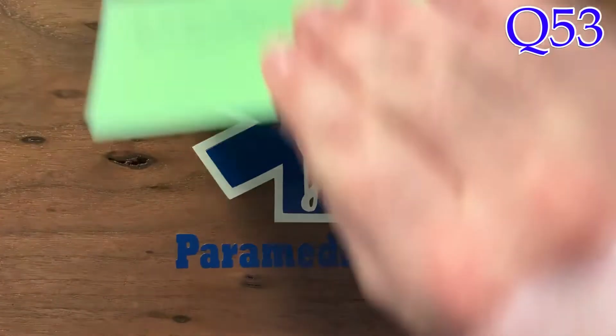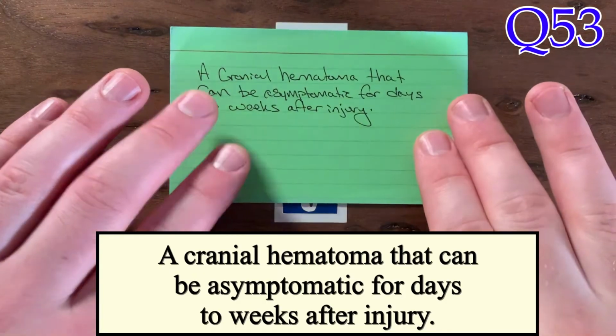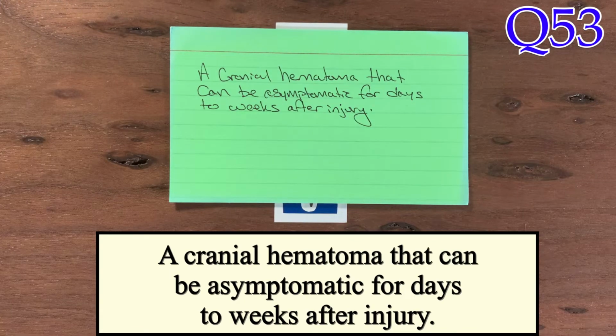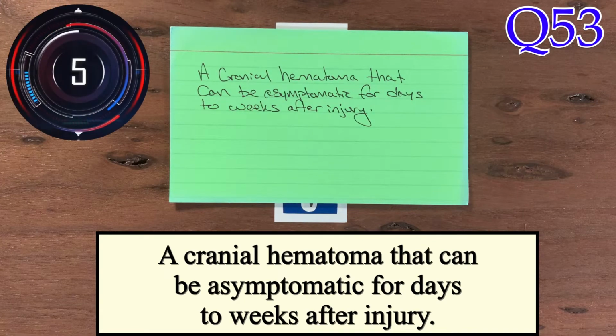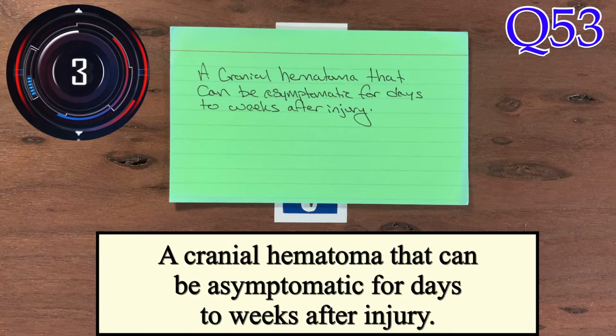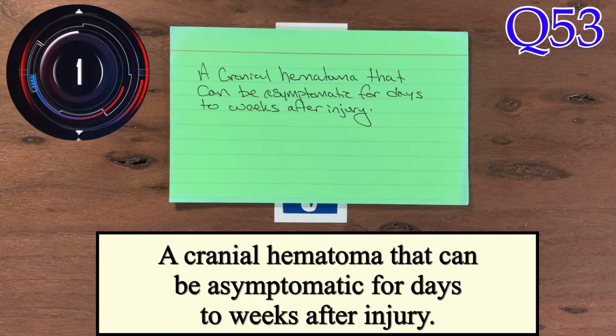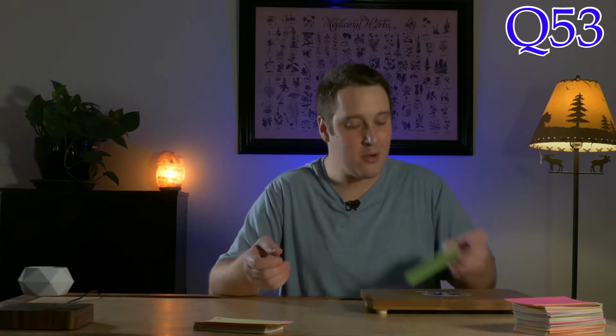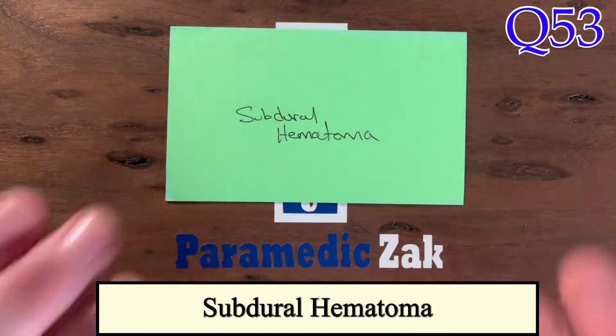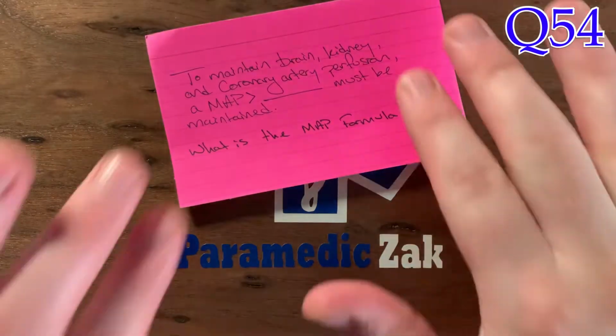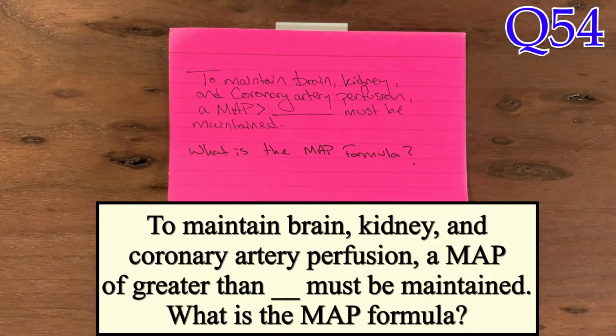Question 53. This kind of cranial hematoma can be asymptomatic for days to weeks after injury. So a cranial hematoma that can be asymptomatic for days to weeks after an injury is known as a subdural hematoma. Alright, question 54. To maintain brain, kidney, and coronary artery perfusion, a MAP greater than blank must be maintained. Also, what is the MAP formula?